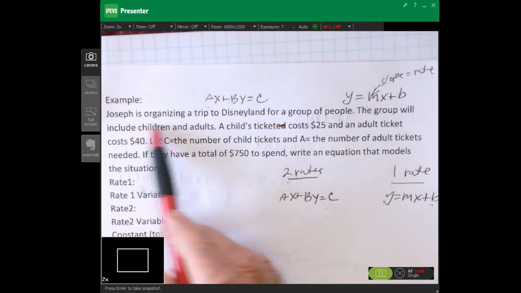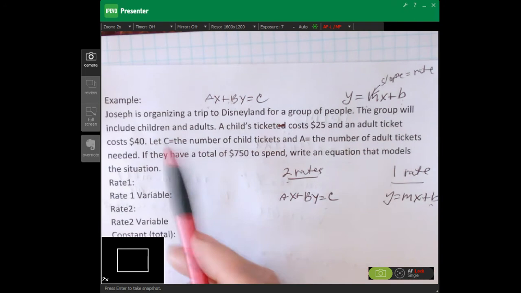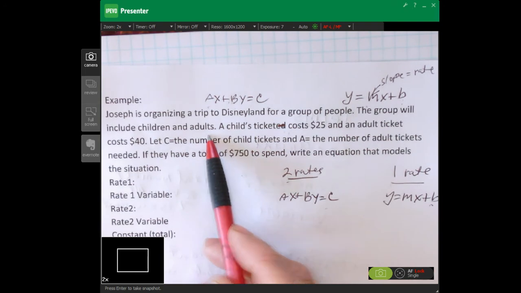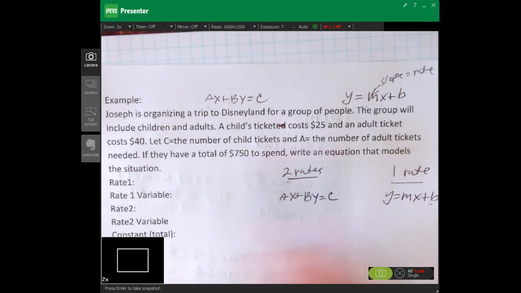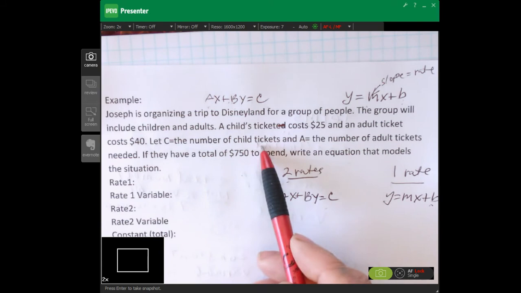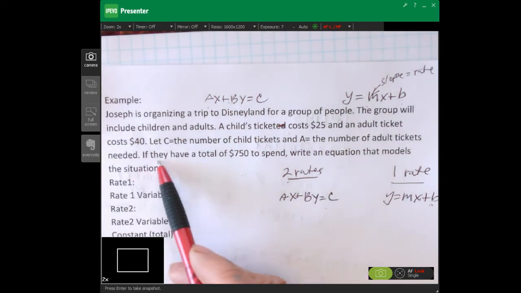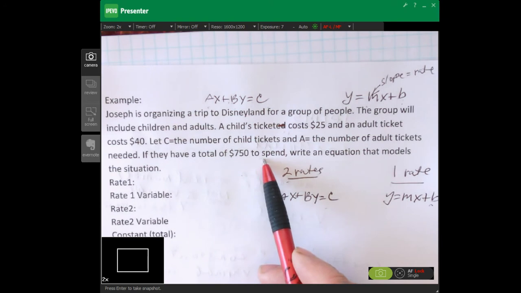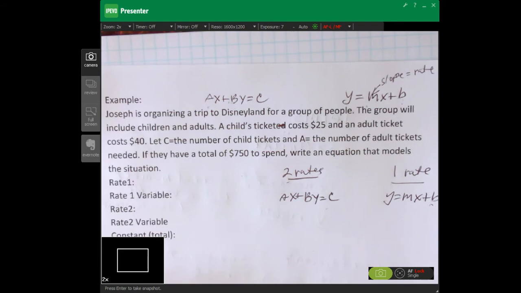So, Joseph is organizing a trip to Disneyland for a group of people. The group will include children and adults. A child's ticket costs $25 and an adult ticket costs $40. Let C equal the number of child tickets and A equal the number of adult tickets needed. If they have a total of $750 to spend, write an equation that models the situation. So I read it once.